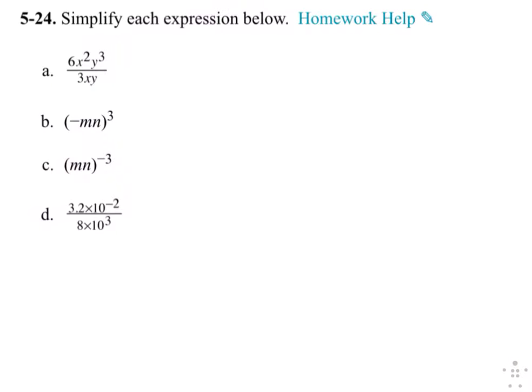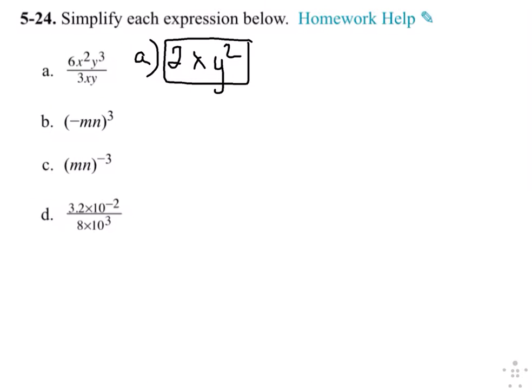Okay, for 24, they want to simplify, so let's do A, right? 6 divided by 3 is 2. X squared divided by x, that's x squared. X to the second over x to the first is x. And y to the third over y to the first, you subtract, right? So 3 minus 1 is y squared. Okay, no work really to show for that one.